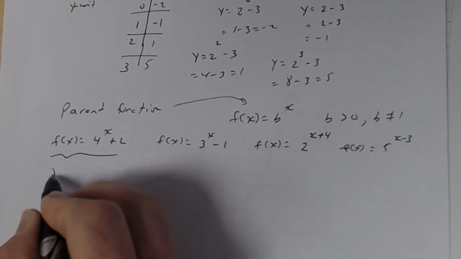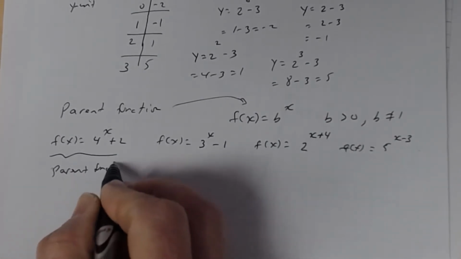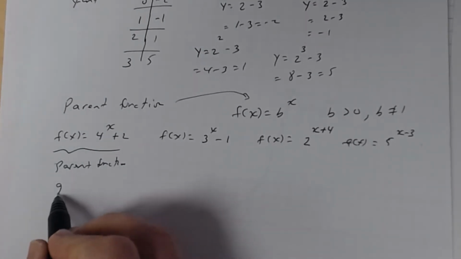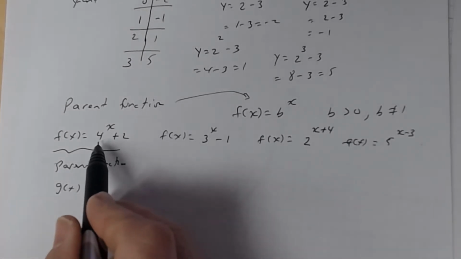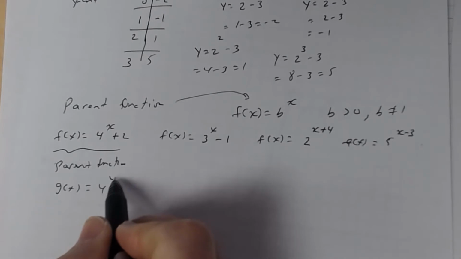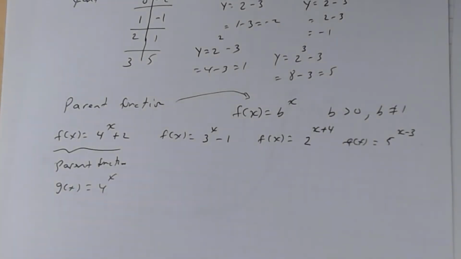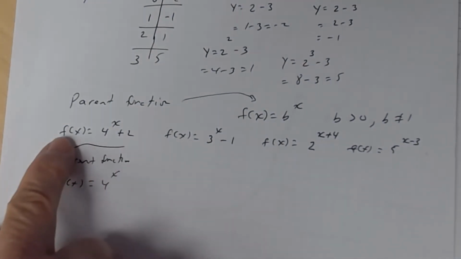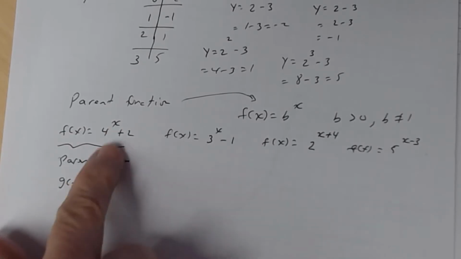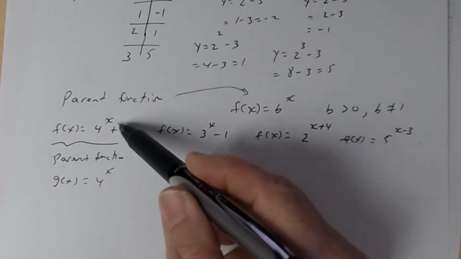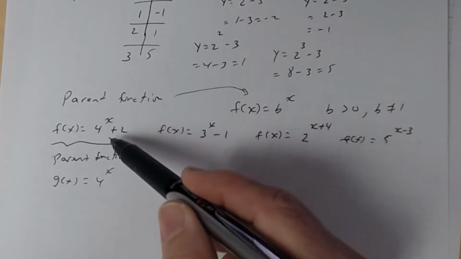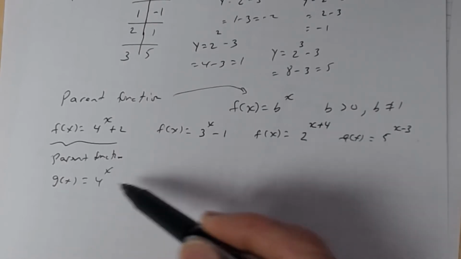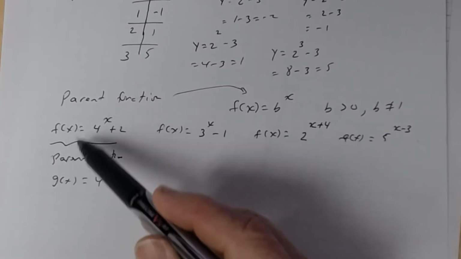Over here, the parent function, and I'm going to call the parent function g of x this time. So let me say the parent function is g of x equals, and then the base is 4, raised to the x. So that's your parent function, 4 to the x. And the reason I use a different name was because this 4 to the x plus 2 was already named f of x, and those are two different graphs. Remember, those are two different graphs because this has a horizontal asymptote of y equals 2, and this has a horizontal asymptote of y equals 0, or the x-axis. So you've got to name them two different functions.